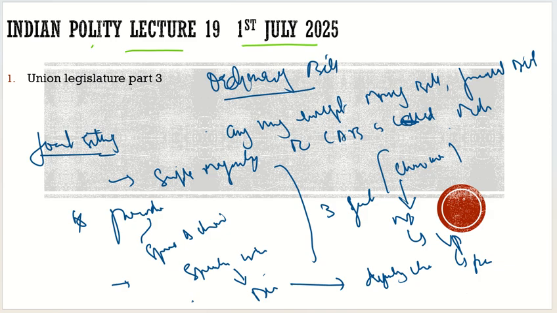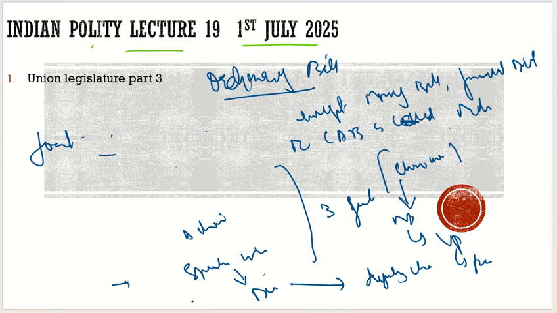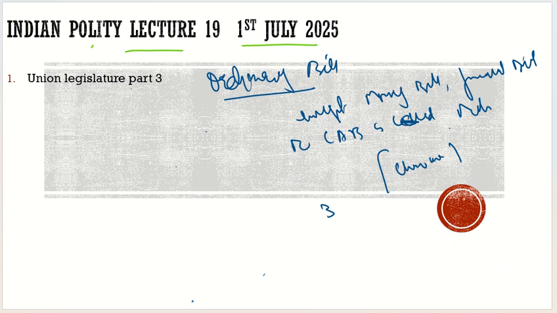Now, as we were discussing the bills, we started with the ordinary bill. Now let's see how an ordinary bill passes in the Lok Sabha. How does the passage of bills happen? What is the criteria for that? What are the different stages through which the bill has to go to get passed in the House? Let's try to understand that in the simplest way possible.